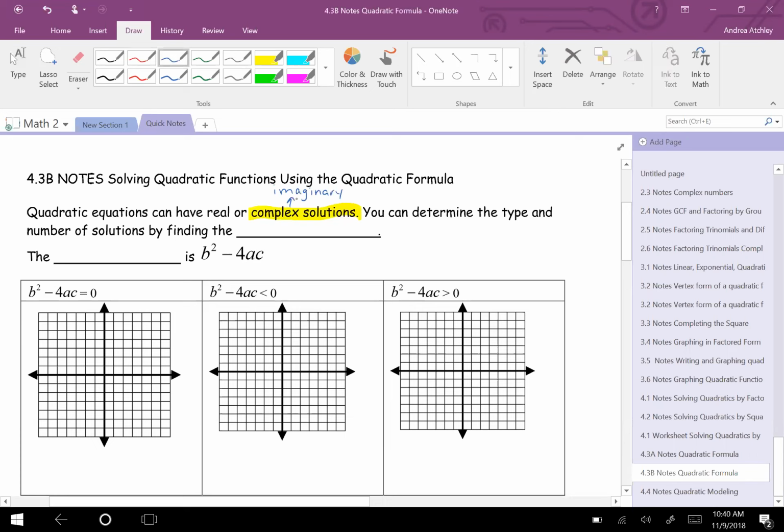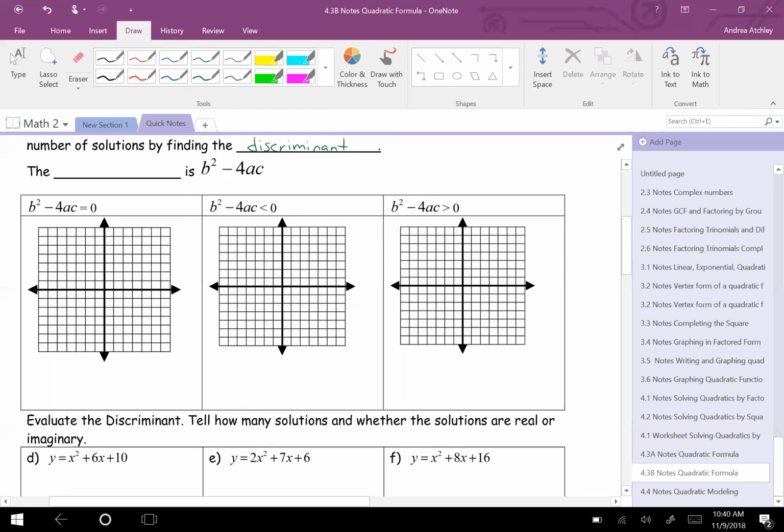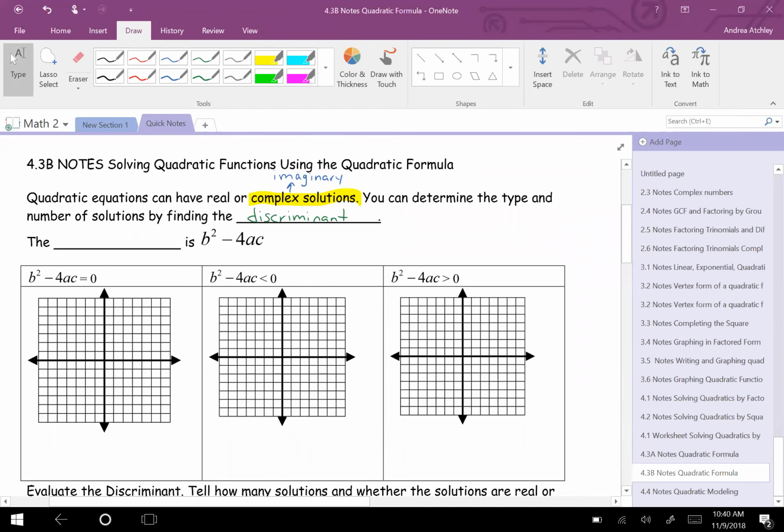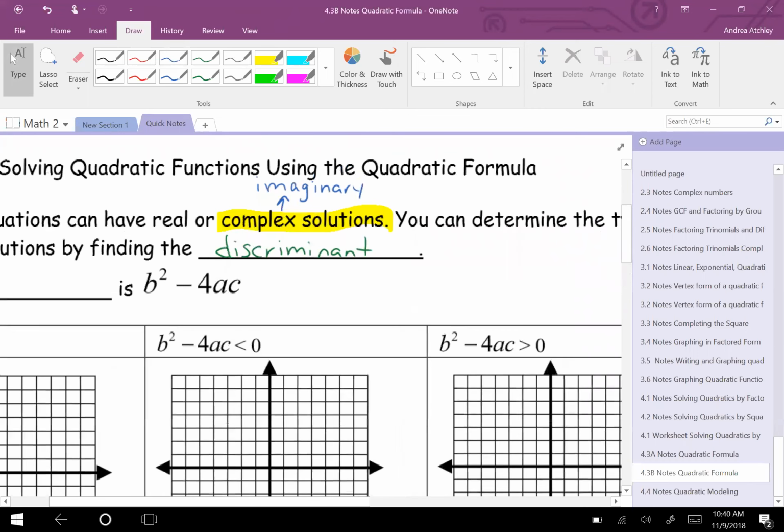Okay, there's that i in there. Complex means there's a real and imaginary part. You can determine the type and number of solutions by finding the discriminant. Discriminant. I'll make that bigger so you can see how to spell it.